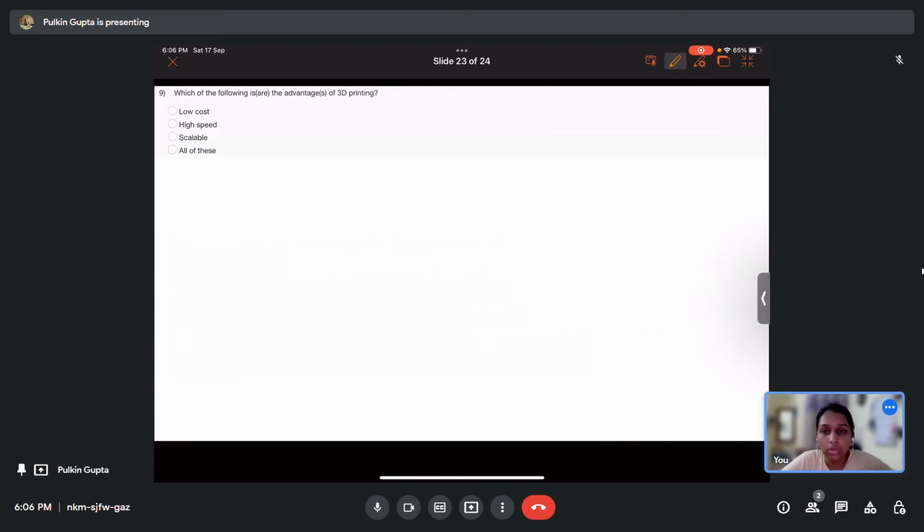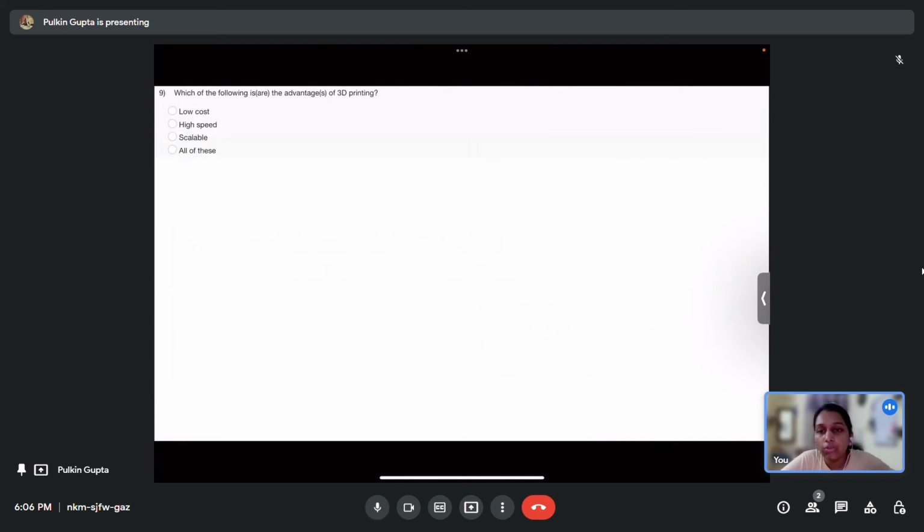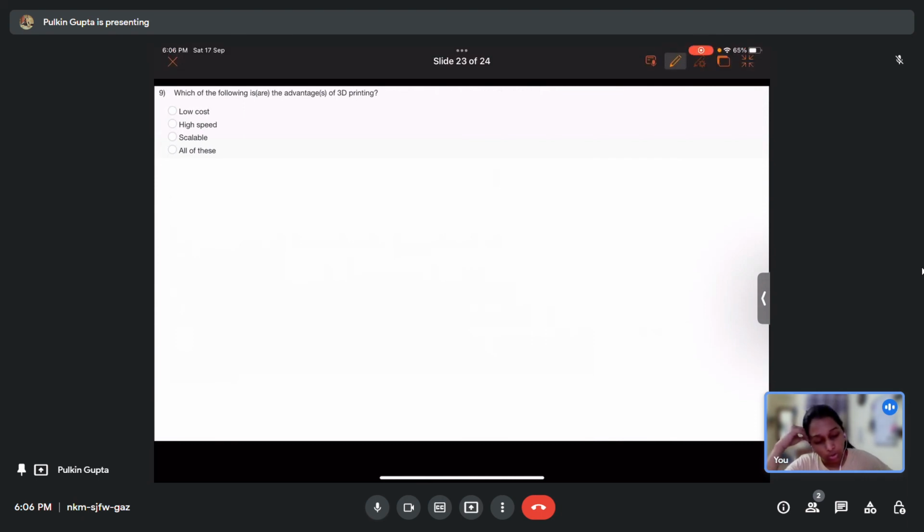Okay. Now question 9. Which of the following are the advantages of 3D printing? Low cost, high speed, scalable, or all of these? So the answer is all of these. It is a low cost process as the high power energy sources are absent. It is a high speed process since you can add multiple nozzles or multiple print heads, and it is scalable as you can increase the amount of material deposited by increasing the number of print heads.